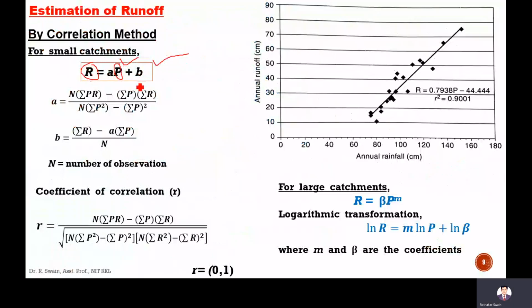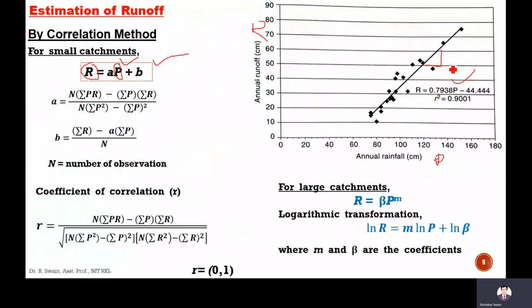So if you plot a graph between R and P, with P the rainfall on one axis and R on the other, you will get a straight line, a linear curve, through the data points. From here, if you plot in Excel, you can get the equation directly.